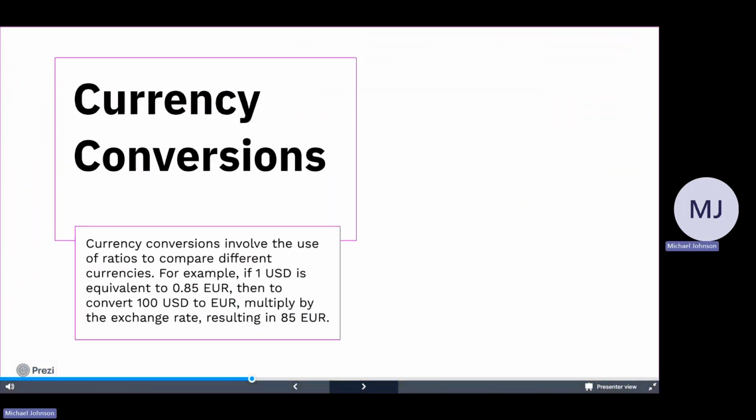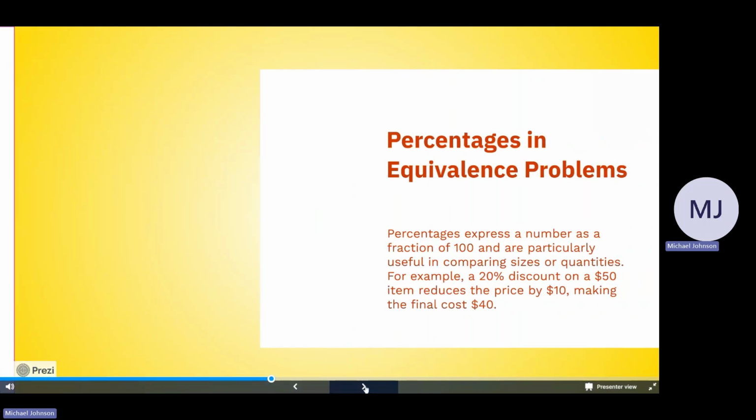Currency conversions involve the use of ratios to compare different currencies. For example, if 1 USD is equivalent to 0.85 EUR, then to convert 100 USD to EUR, multiply by the exchange rate, resulting in 85 EUR.